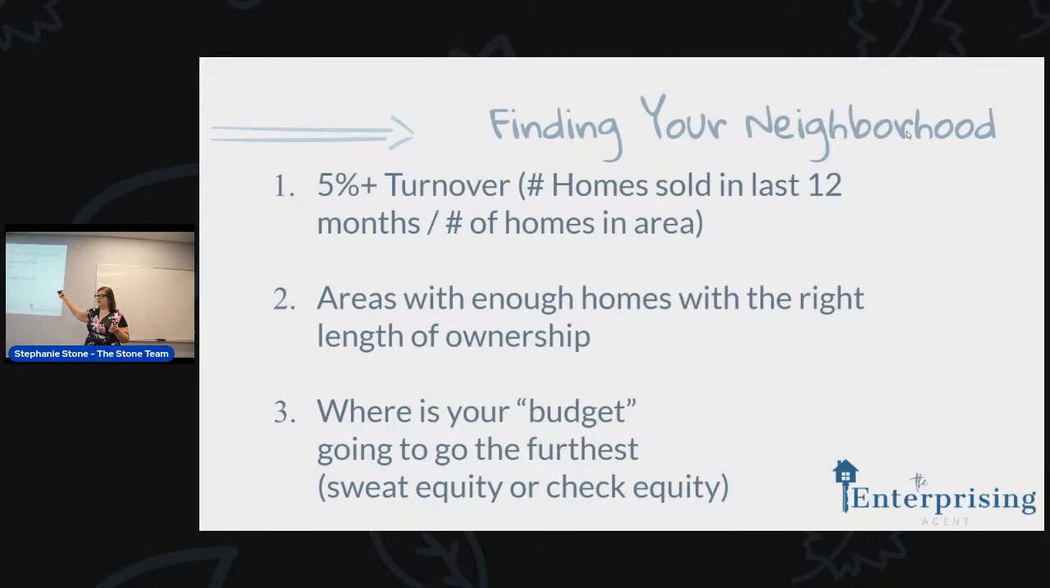But if you're trying to figure out, Sophie's Choice, which neighborhood to pick, look for those with at least a 5% turnover rate. If you can hit 7, 8, 9, 10%, primo. You want to find areas with enough homes with the right length of ownership. Some of that will come with turnover rate.